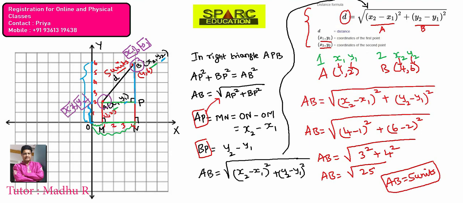Clear? So, why does it work out even if I interchange the points? Logically, the distance from A to B is same as the distance from B to A.